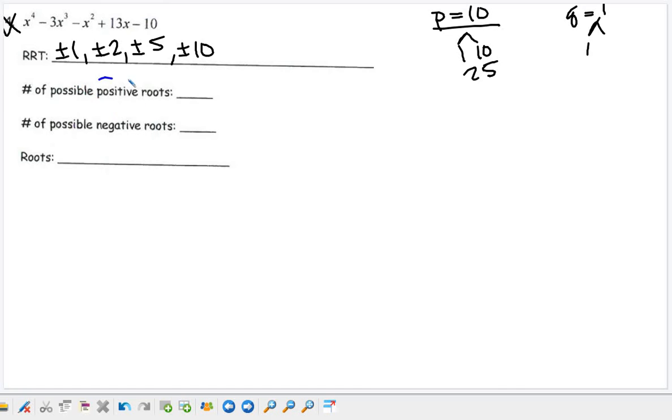So possible positives, count the sign changes. Positive to negative, that's a sign change. Negative to positive, sign change, positive to negative. So this is 3 or 1.